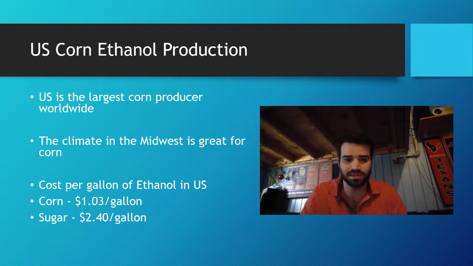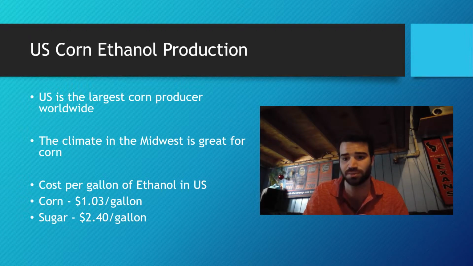The answer is because the United States produces a lot of corn at a very cheap price. Due to the climate we have in the Midwest, we have a perfect, ideal growing climate for corn, and thus we are the largest corn producer in the entire world, actually. Taking that in terms of ethanol production, according to the USDA, the cost per gallon of ethanol production for corn is only $1.03 per gallon in the United States, producing that domestically. However, the cost of producing domestically from sugarcane is $2.40 per gallon.